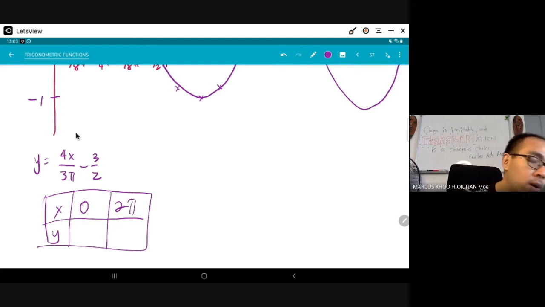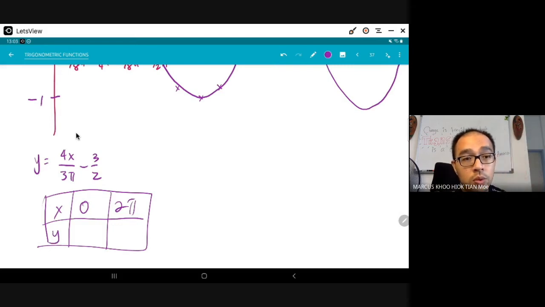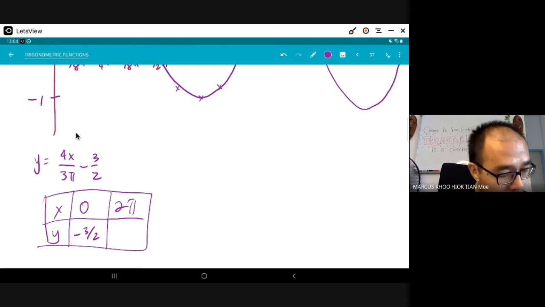So we get y equals negative 3 over 2. When x equals 0, y equals negative 3 over 2, and when x equals 2 pi, you get 2 pi times 4 over 3 pi minus 3 over 2. You get about 7 over 6, 1 point something.